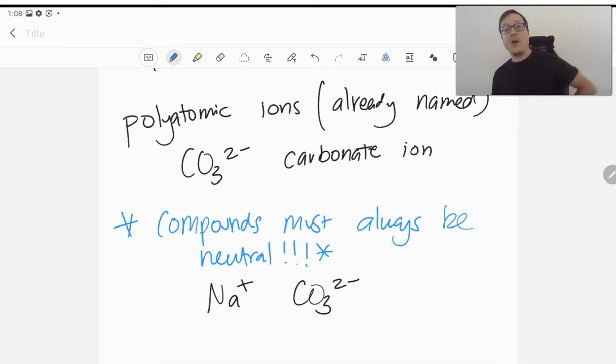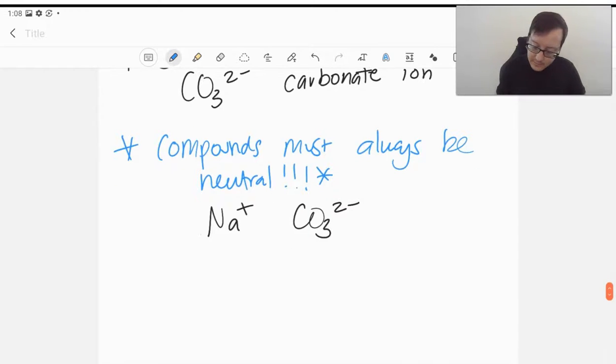So if we're making a compound out of ions, we need to make sure that the charges cancel out. So if we want an ionic compound between sodium and carbonate, we need to make sure that we have enough positives to cancel out all the negatives, and vice versa. So one way I like to do this is what's called the crisscross method.